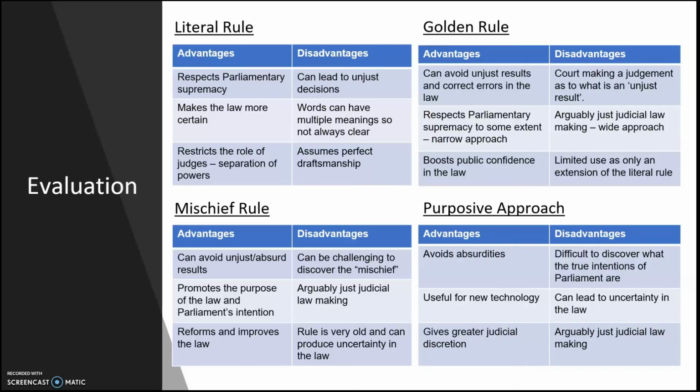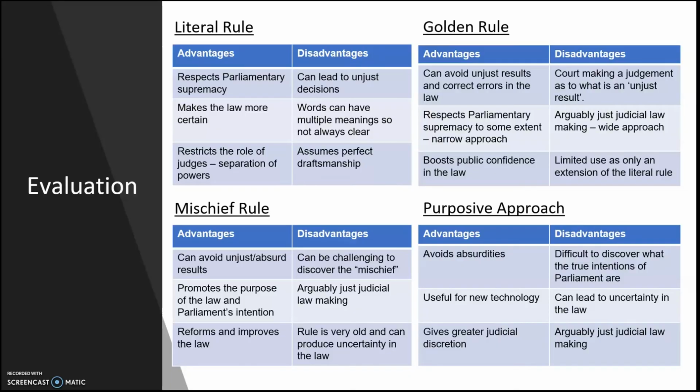The mischief rule, the first advantage is that it can avoid unjust or absurd results. So again, you can say, well, the literal rule would have produced an absurd result. So in Smith v Hughes, technically those prostitutes weren't on the street, so therefore they shouldn't have been convicted under the literal rule. But that's nonsense. That's clearly an absurd result. So the judge just changes it. So that's a good thing. Again, it's public confidence in the law, those sort of things.